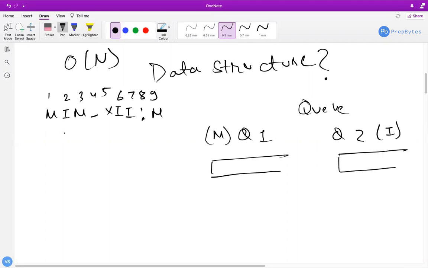Here I got the index of M, that is 1. Whenever I get 1 in this Q1, I will check whether any index is present in Q2. It is not present. Okay, now again I will traverse, and here I got this I, and it will be inserted here, this is 2. Now this will check whether any index is present in Q1. Yes, it is present.